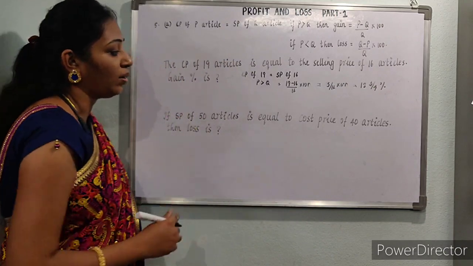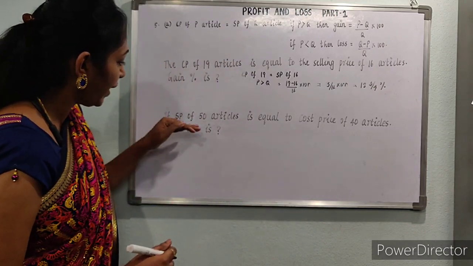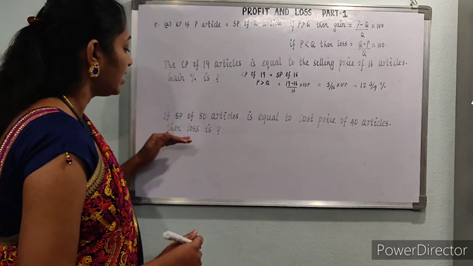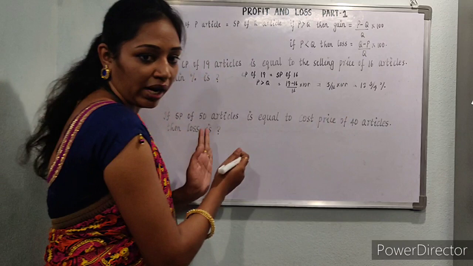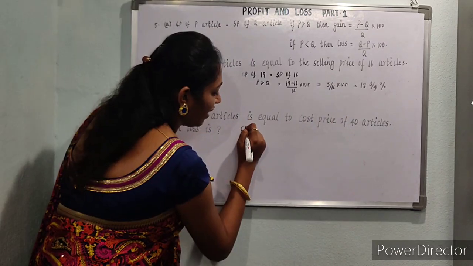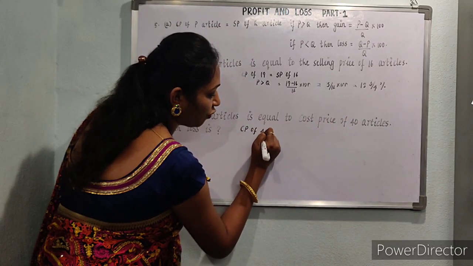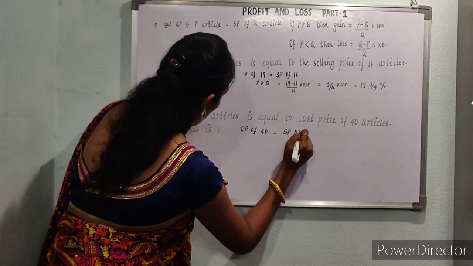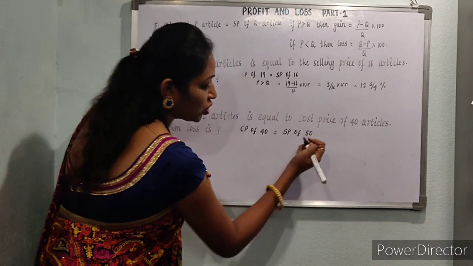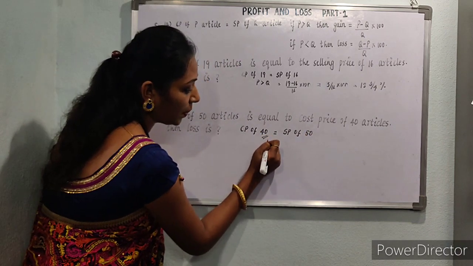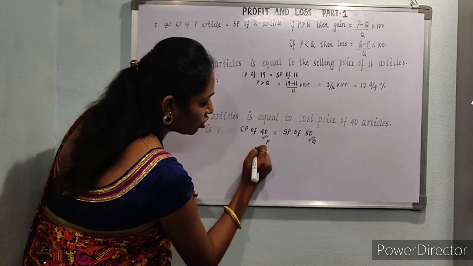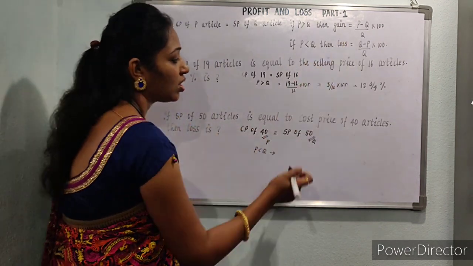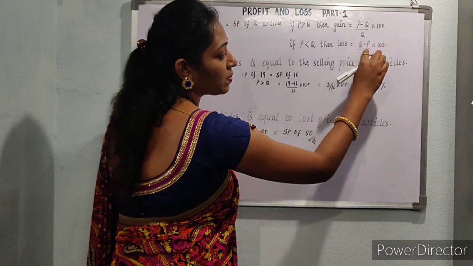Okay, now we'll have one more problem. See, if the selling price of 15 articles is equal to the cost price of 40 articles, then the loss is? First try to write the cost price. So we have the cost price of 40 is equal to the selling price of 50. So it is very clear, this is the value of P, this is the value of Q. So P is lesser than Q. When P is lesser than Q, we have a loss.